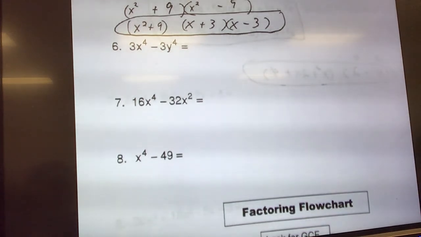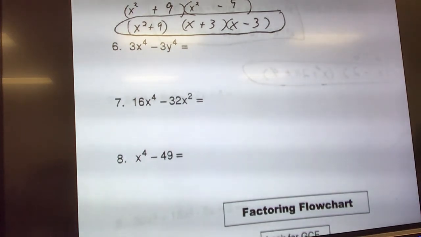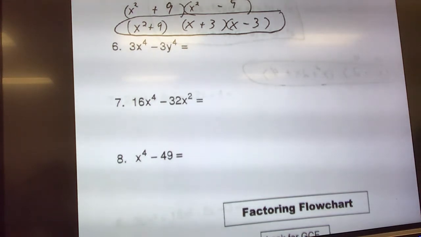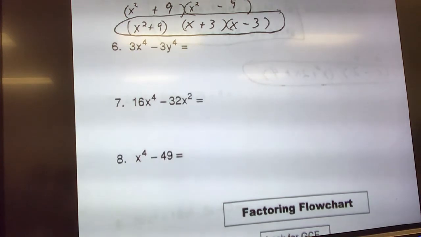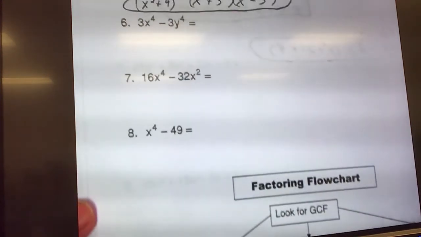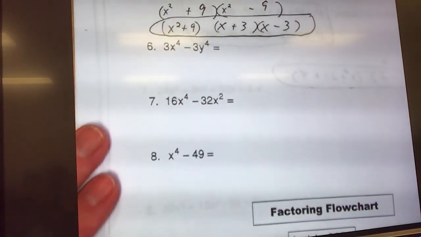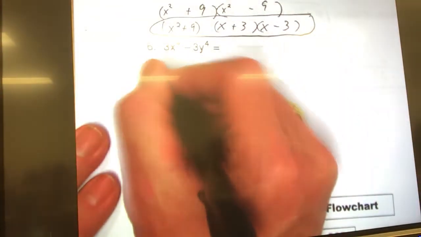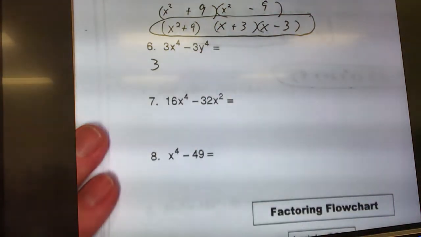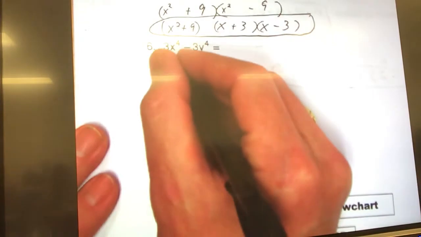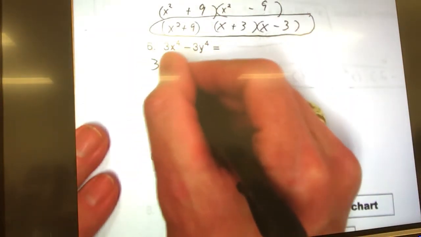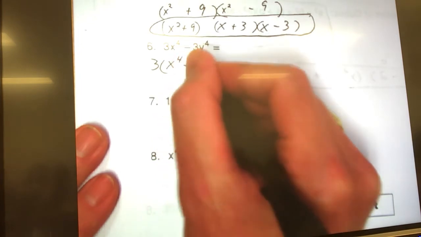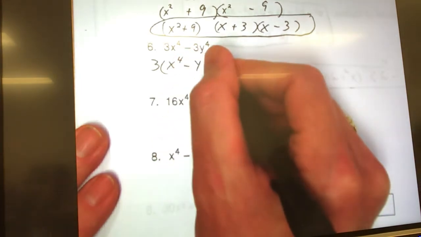Okay. Next one we look at it and we go, okay, 3. Is there a square root for 3? No. Is there a cube root for 3? No. Okay, can we divide anything out of both of them? And sure enough, we can. What can we divide out of both of them? 3. Do they have a variable in common? No, they don't. One's an x, one's a y. So, when I divide 3 out, it leaves me x to the 4th minus y to the 4th.